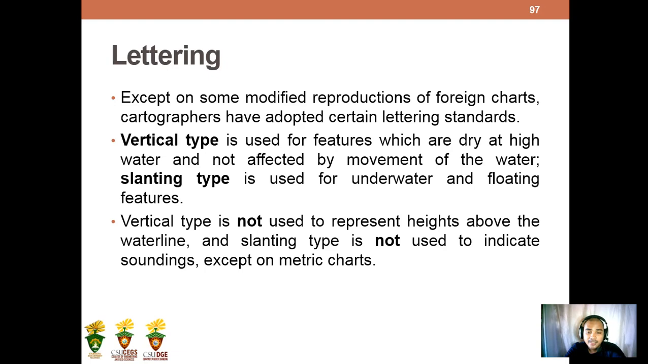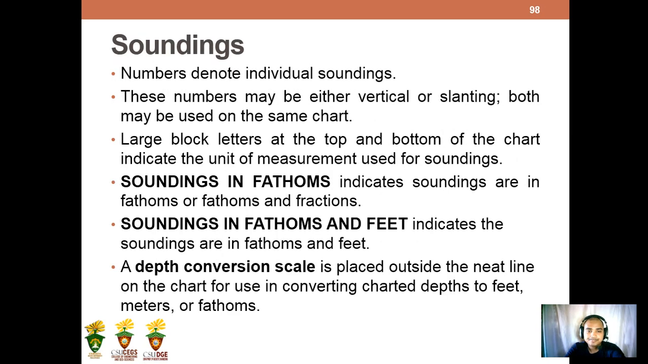It states here that the vertical type is not used to represent heights above the waterline. And the slanting type is not used to indicate soundings except on metric charts. So vertical, dili siya pwede gamiton for heights above the waterline, and si slanting is dili siya pwede indicate as soundings. Okay, it can lead into confusions sa mga end users or sa mag-interpret sa inyo. And in terms of soundings, no, the numbers denote the individual soundings. So makita nimo sa katong contour niya, no, or isobat, naka-indicate ito kung kintahay 15. So that numerical value represents the sounding of the specific contour. No. And these numbers may be either vertical or slanting. Both may be used on the same chart.